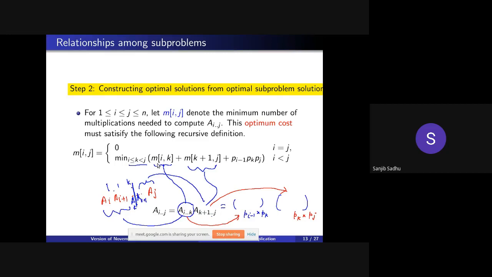So I have obtained the number of multiplications for this and for this. Now you will multiply these two matrices. So how many extra multiplications will be required to multiply these two? That is pi minus 1 into pk into pj, which we already know. So the total number of multiplications for aij, if I split here, will be mik plus mk plus 1 to j, and then pi minus 1 into pk into pj. Now k may be at some other place, so you vary k at different positions, find these values for all values of k, and take that value of k for which it is minimum.